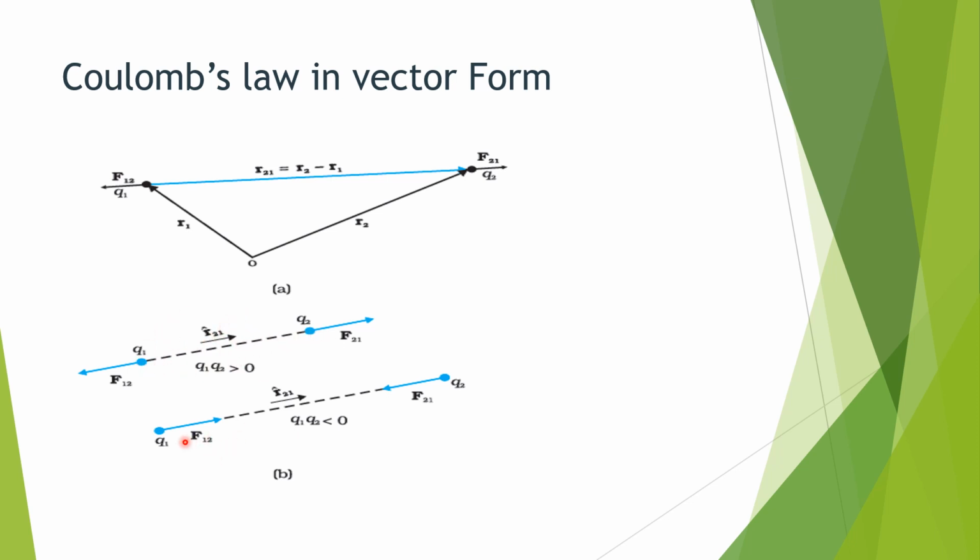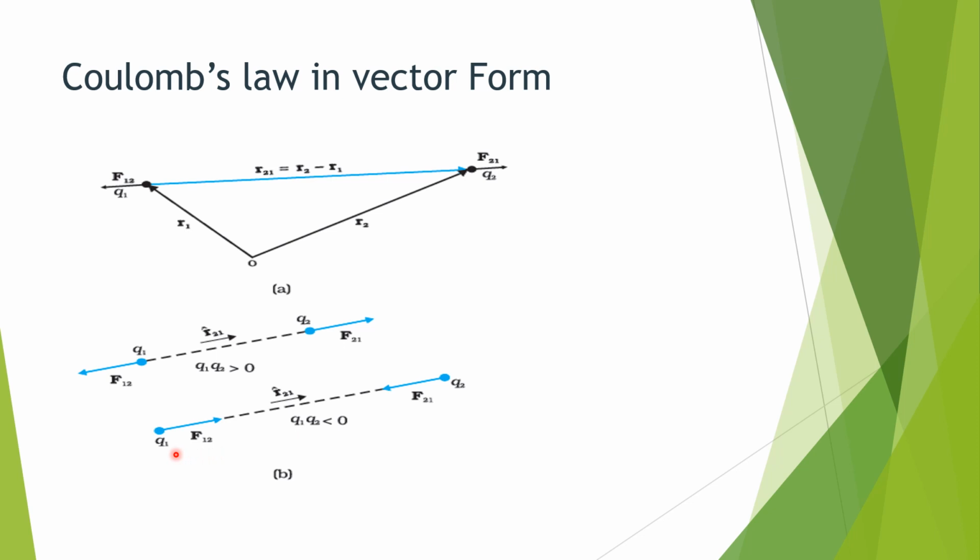Now see the second diagram, this diagram, q1 q2 less than 0. What does it mean? One charge is positive and another charge is negative. Like q1 can be positive and q2 negative, or q1 can be negative and q2 positive, unlike charges. So what will be the nature of force of interaction between these two charges? Attractive, right? Opposite charges or unlike charges attract each other. So accordingly, you will get the direction. So note down the direction.